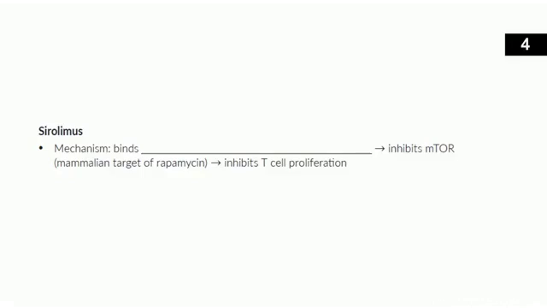There's a similar drug called sirolimus, which is also known as rapamycin, and it binds to an FK binding protein as well. But the downstream effect of sirolimus is slightly different. Take a look at the study guide. Sirolimus binds to this intracellular protein called FKBP12, or FK binding protein 12, and that leads to inhibition of mTOR, which is the mammalian target of rapamycin.